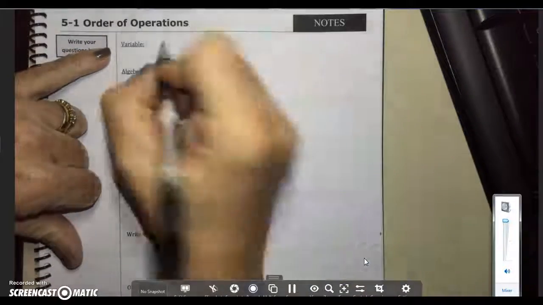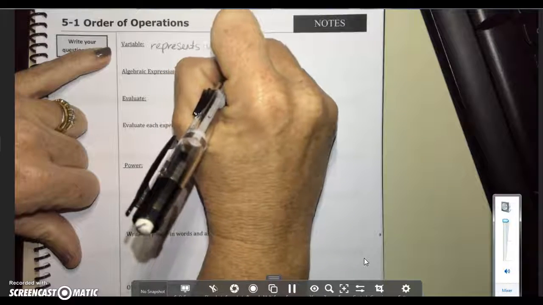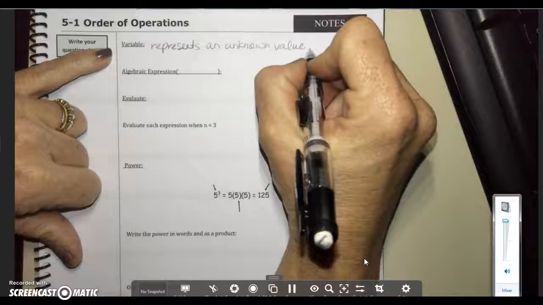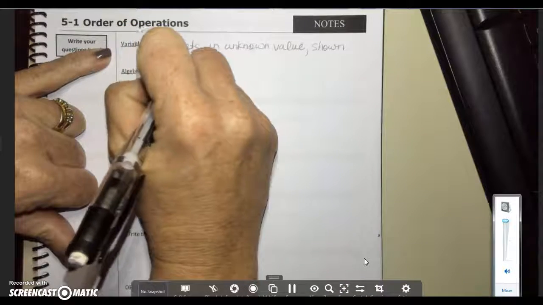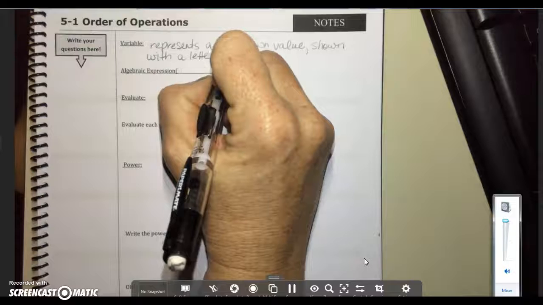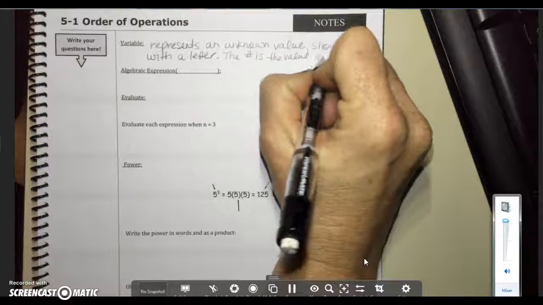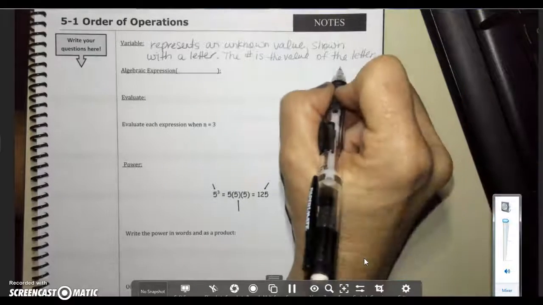So, a variable. A variable just represents an unknown value, and that is shown with a letter. When you were younger, they would put a blank: 4 plus blank equals 6. Now we just swapped out the blank space for a letter. So 4 plus x equals 6. That means the same thing. So the number is the value of the letter. That would be like x equals 2.